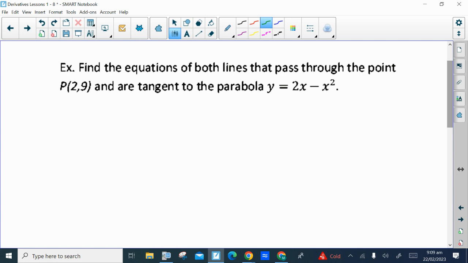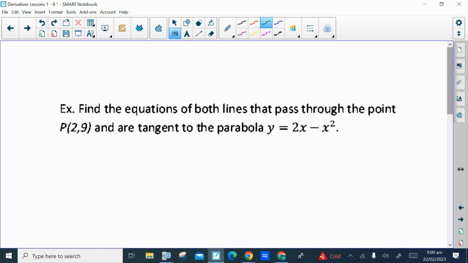So let's just draw a little graph of this just to see what we're working with. The parabola is 2x take away x squared, which is the same thing as negative x squared plus 2x. So that's a parabola. It opens downwards, remember, because our leading coefficient is negative.